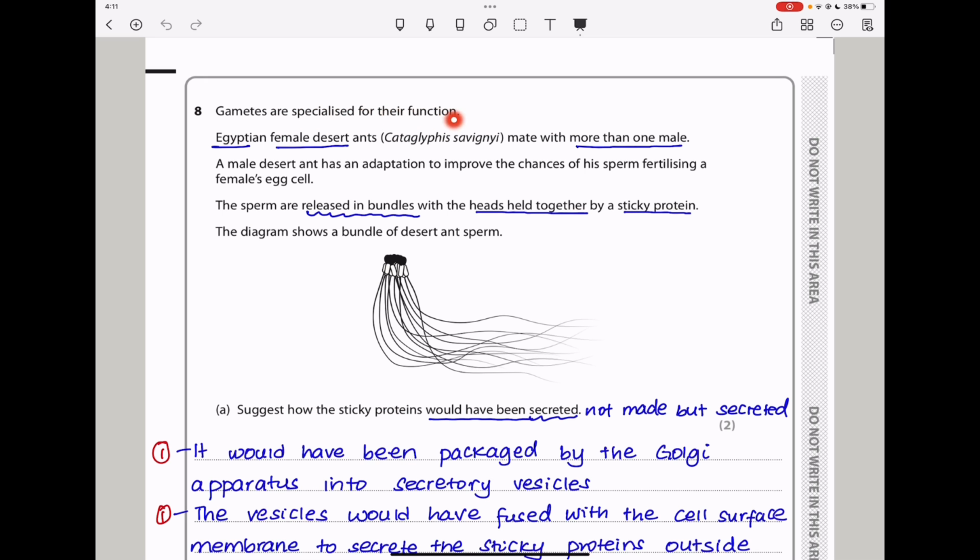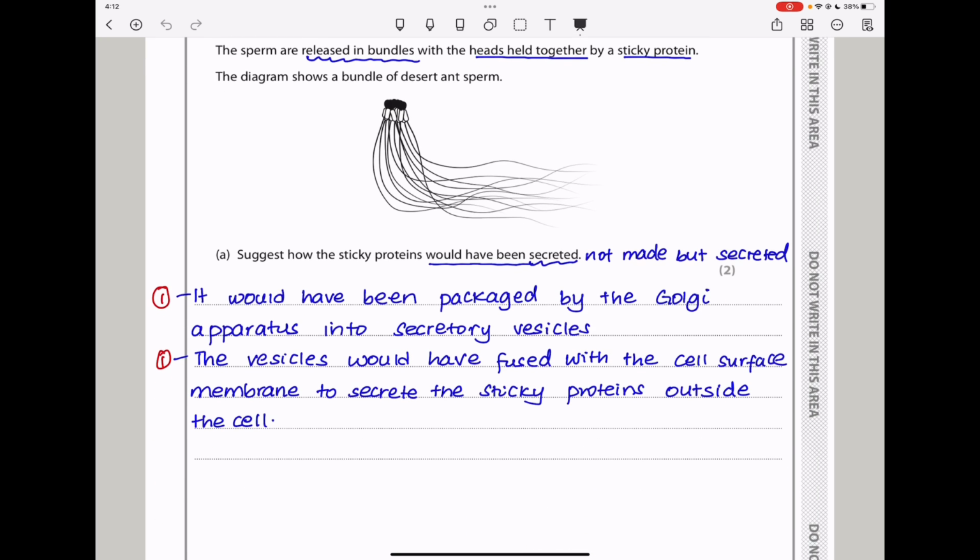Gametes are specialized for their function. Egyptian female desert ants mate with more than one male. A male desert ant has an adaptation to improve the chances of his sperm fertilizing a female's egg cell. The sperms are released in bundles, with their heads held together by a sticky protein. The diagram shows a bundle of desert ant sperm.